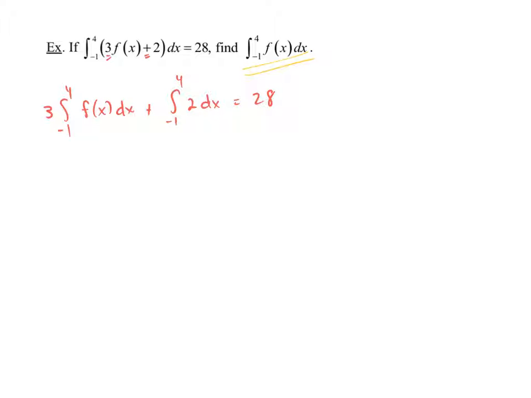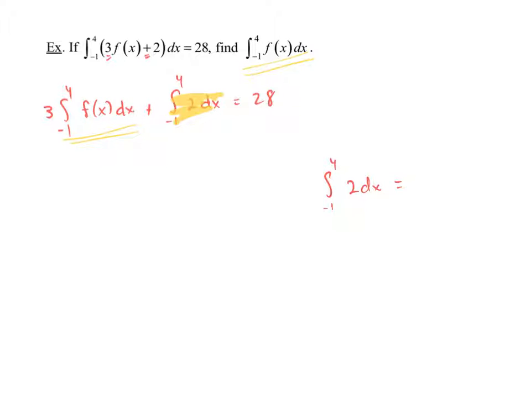Now notice that this right here is the same integral that I'm trying to find. So that's my unknown, and I'm trying to figure out everything else so that I can solve for that. The next thing I really need to do is figure out what this integral is equal to. So I'm going to do some scratch work over on the side of the paper. Integral from -1 to 4 of 2 dx.